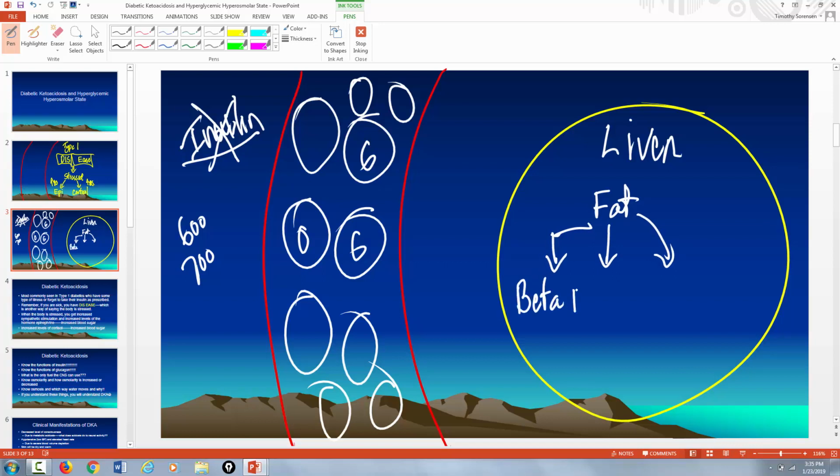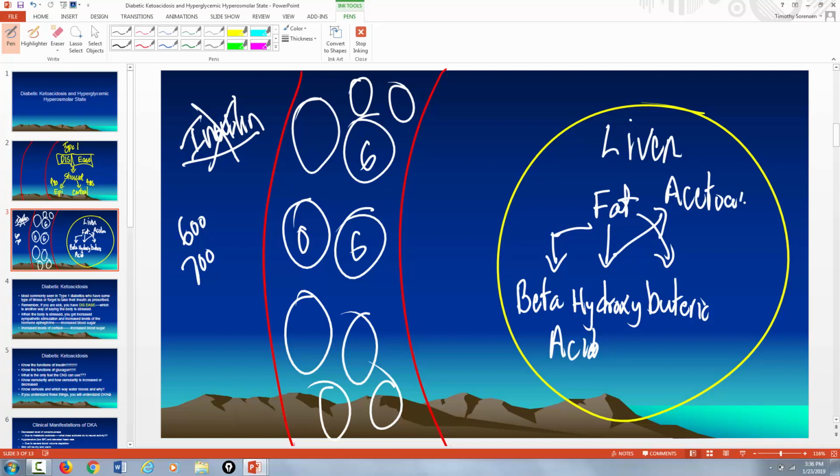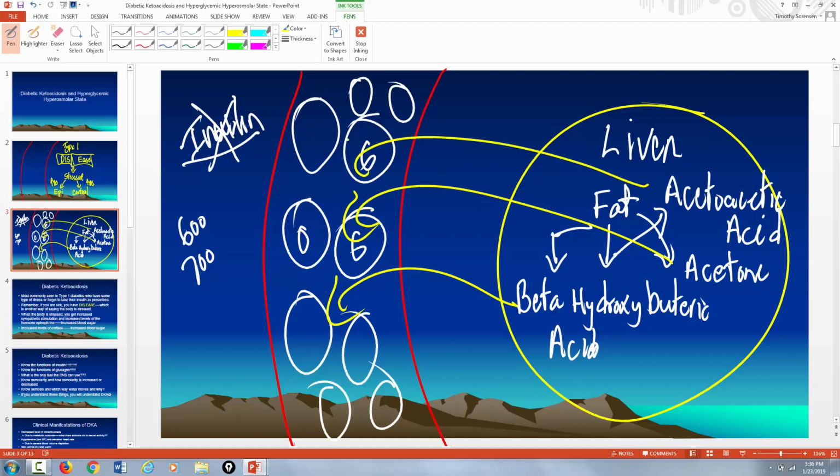beta-hydroxybutyric acid. The other one is acetic acid. And then the last one is acetone. And those three compounds get dumped into the blood in an attempt to give the brain some fuel.